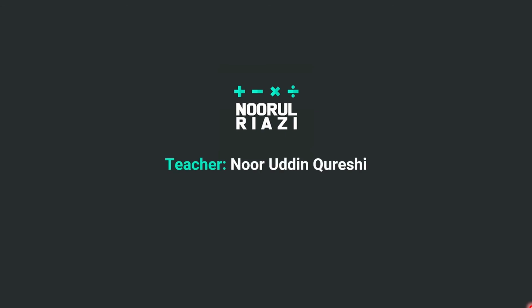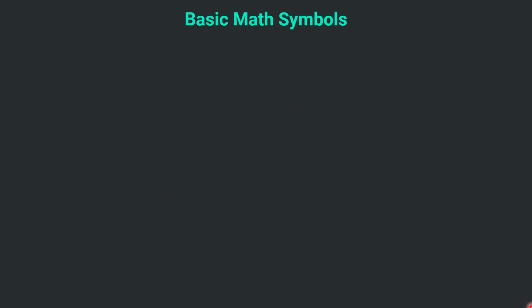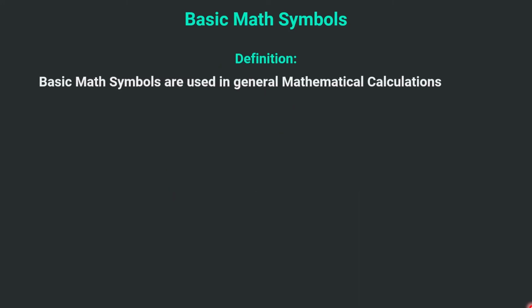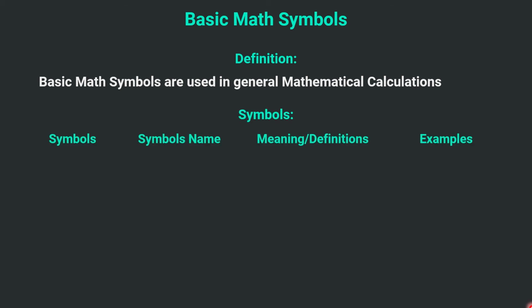And in this video, we will learn about basic mathematical symbols. So first of all, we will see what is its definition. The basic mathematical symbols are used in general mathematical calculations. Now we will see what the symbols are, what their names, meanings, and examples are.